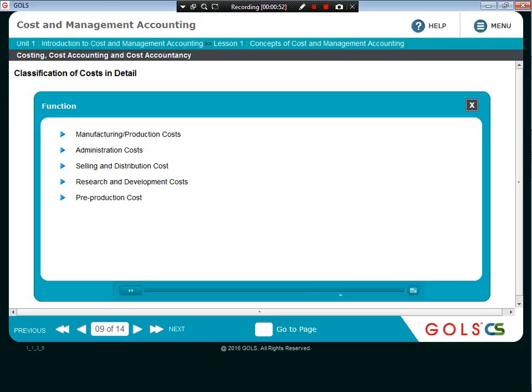And the cost incurred for the purpose of development or research for the launching or creation of a new product is called the research and development cost. So this classification can be done on the basis of function.